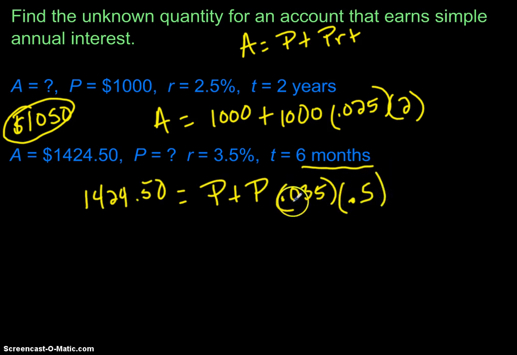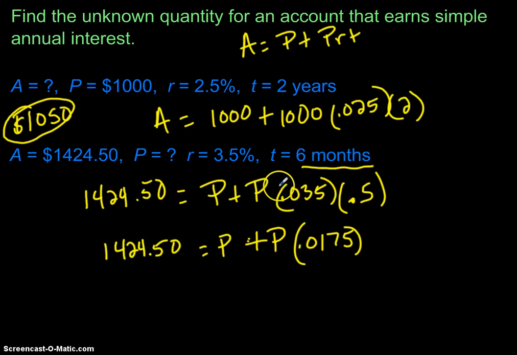Okay? First, I'm going to multiply these two things. So 0.035 times 0.5. That is 0.0175. So P times 0.0175 plus P equals 1424.50. Okay, now here's what we need to notice. These are like terms. This is the coefficient of P. In other words, I need to think of it as 0.0175P. Okay, what is the coefficient of this P over here? Well, it's 1.